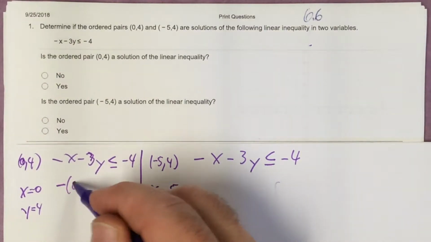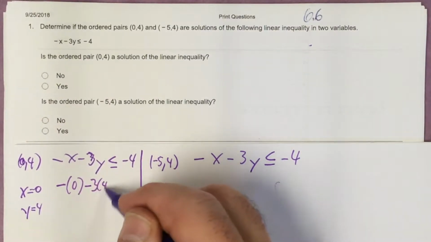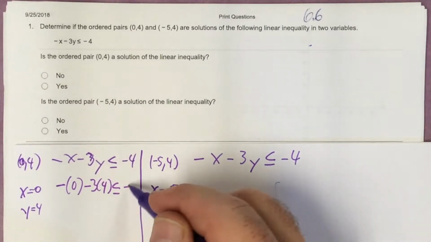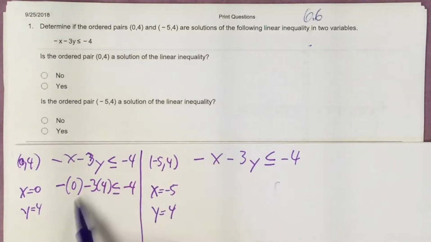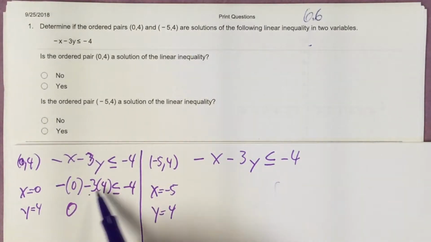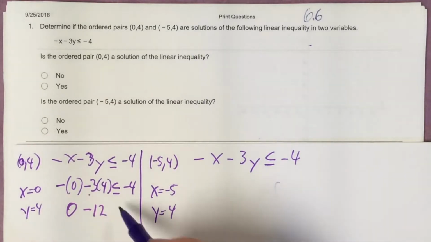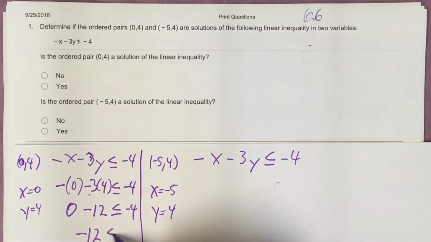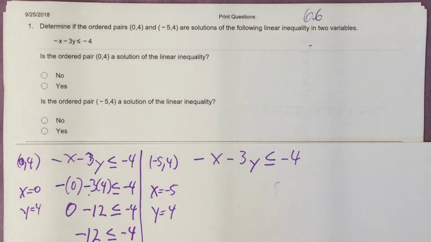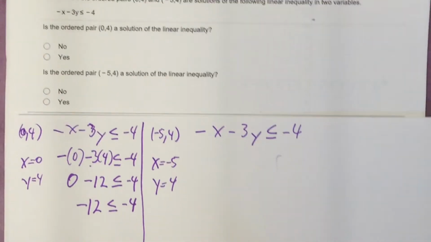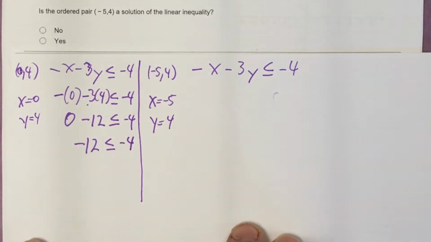So this is going to give you negative 0 minus 3 times 4, and we want to see if whatever we get here is less than or equal to negative 4. Well, negative 0 is going to be 0, and negative 3 times 4 is going to be negative 12. So what we want to know is, is negative 12 less than or equal to negative 4? Now, when you are comparing negative numbers, it can be tricky to make that comparison.